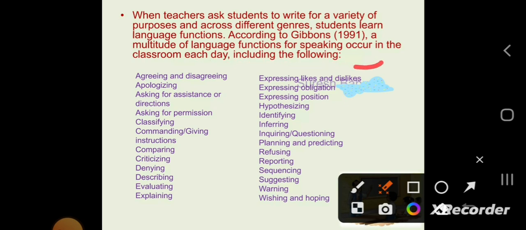A multitude of language functions for speaking occur in the classroom each day, including the following: agreeing and disagreeing, apologizing, asking for assistance or direction, asking for permission, classifying, commanding or giving instructions, comparing, criticizing, denying, describing, evaluating, explaining, expressing likes and dislikes, expressing obligation, expressing position, hypothesizing, identifying, inferring, enquiring or questioning, planning and prediction, refusing, reporting, sequencing, suggesting, warning, wishing, and hoping.